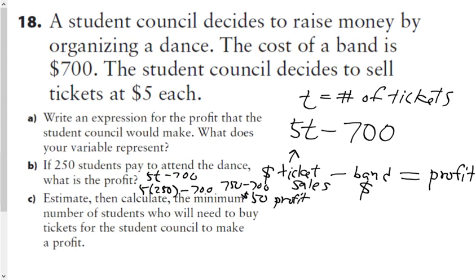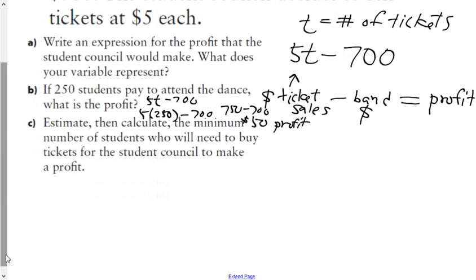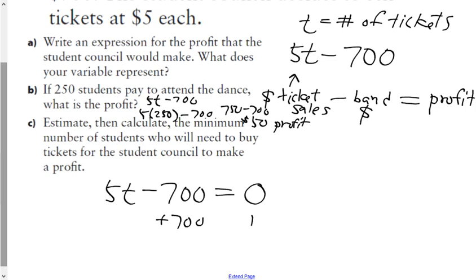Finally, estimate and calculate the minimum number of students who need to buy tickets for student council to make a profit. So, assuming that you made an algebraic equation, if I take this equation of profit, and I want to make a profit of at least, let's say $0, look at break even, or $0. So I want to make no profit whatsoever. If I use this equation, I can isolate the variable to determine how many tickets I have to sell to make exactly no money.